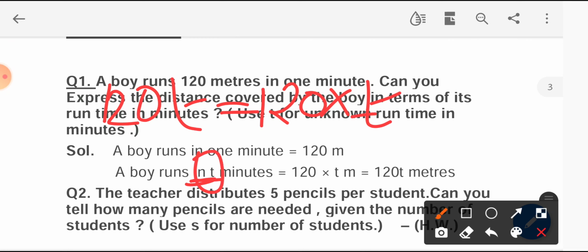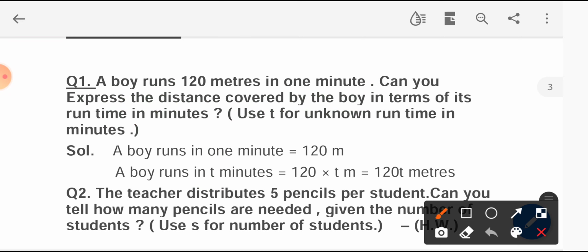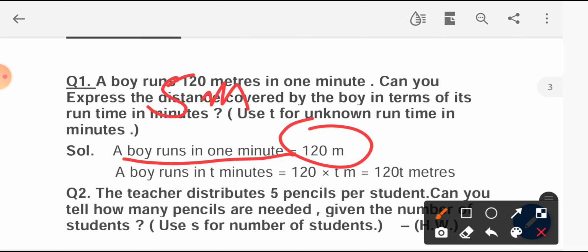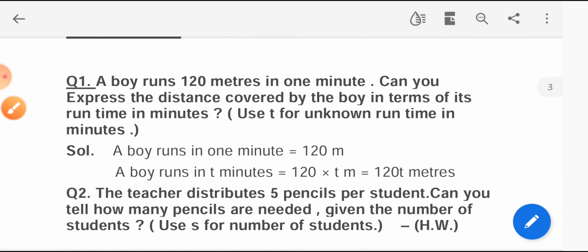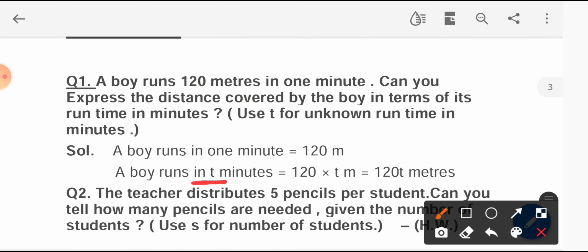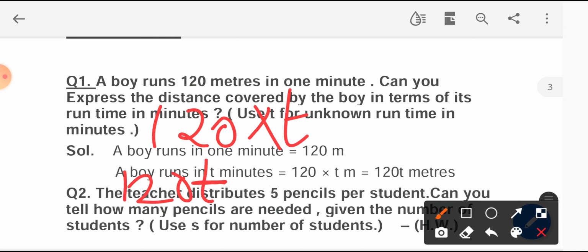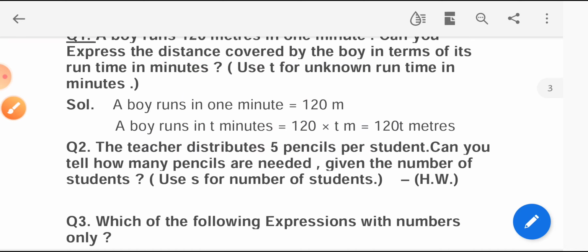So for example, अगर यहाँ पर दिया होता कि boy runs 120 meters, तो 5 मिनट में कितना कवर करेगा? So what we are doing, 120 multiply by 5 means 600. But in place of 5 here in this question it is given t minutes, so you have to multiply 120 multiply t और 120t meters. Understood?